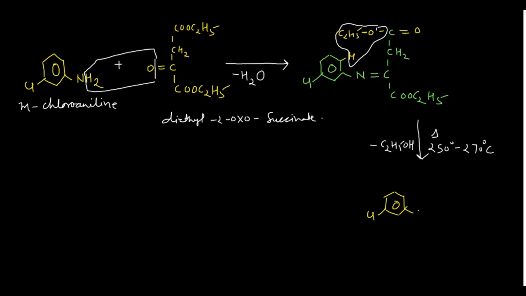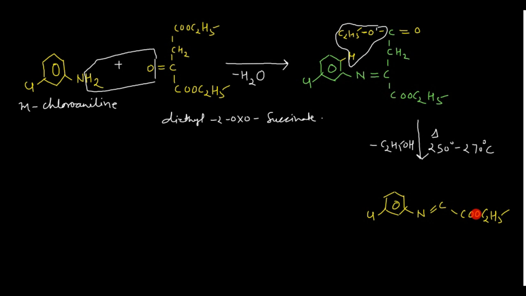Now this is my nitrogen, and this is double bond carbon, right? And this is COO C2H5. How is it happening? You see, this is the benzene ring, this is nitrogen, this is double bond carbon, and this is the COO C2H5 which I have written over there.